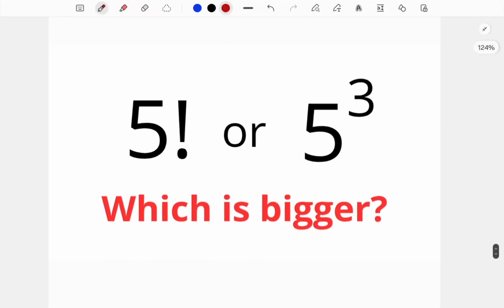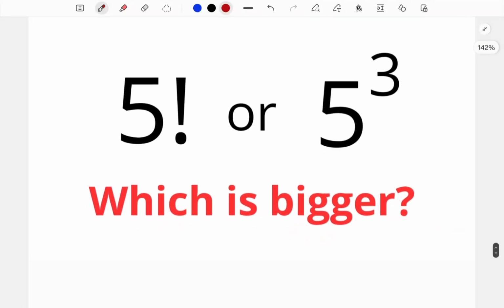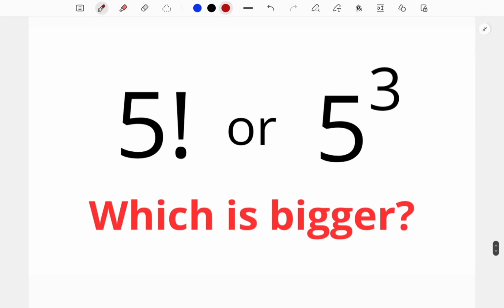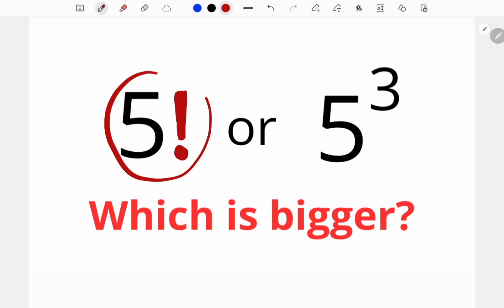Let's explore a mathematical problem that involves comparing two different concepts, the factorial of 5 and 5 raised to the power of 3. To determine which of these values is greater, we first need to understand what each of these terms means, and then carefully calculate each one. Let's start with the factorial of 5.